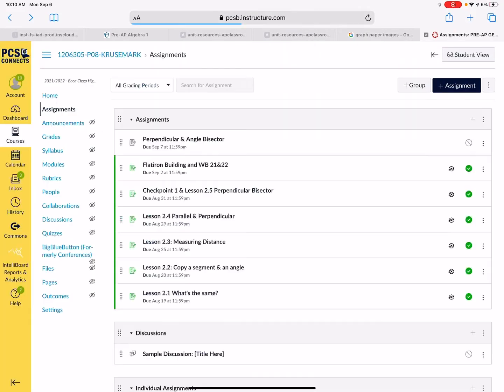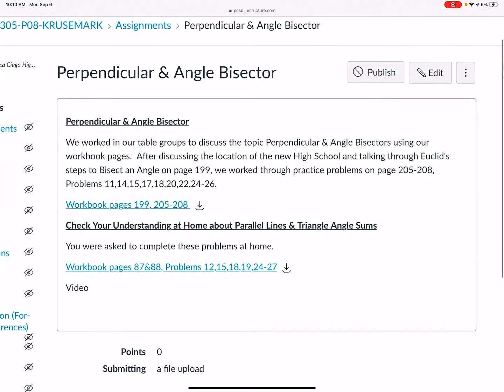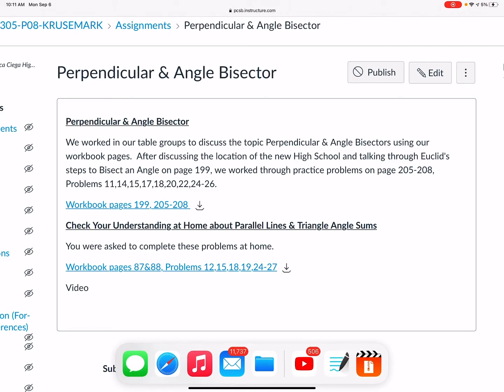So if you look here at the assignment, it says, we worked on those in table groups. We worked through Euclid's version of bisecting an angle, which was kind of new. And then at home, you were to check your understanding about parallel lines and triangle angle sums. So these are some things we've kind of been doing for the last few classes. And I asked you to work through these problems on page 87 and 88 in your workbook.